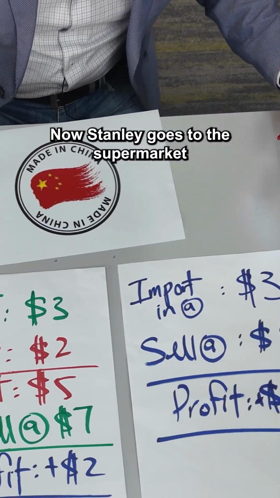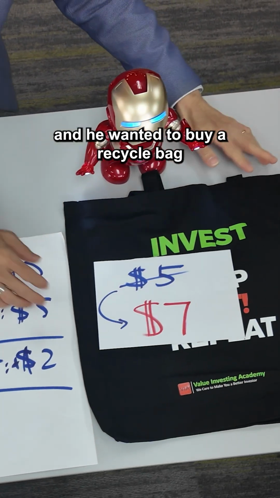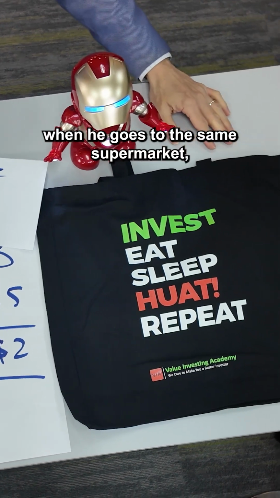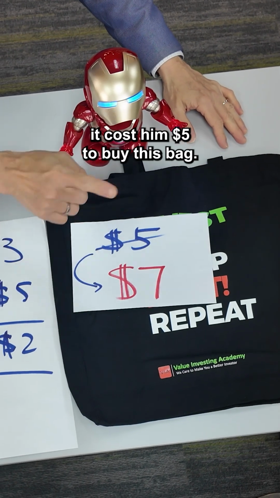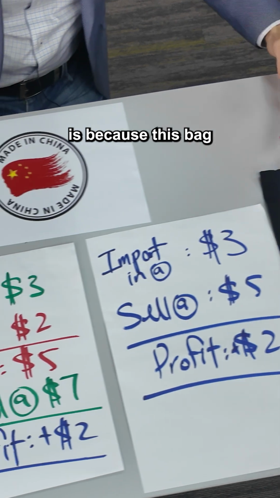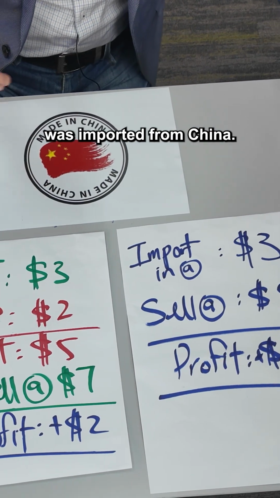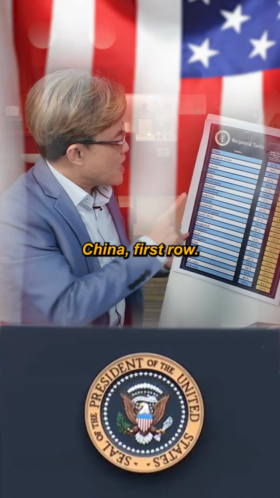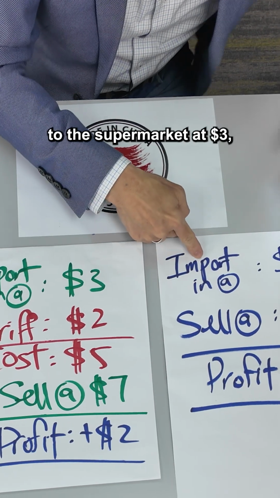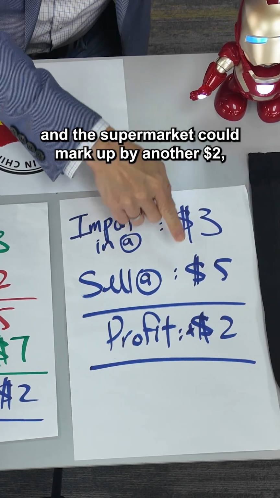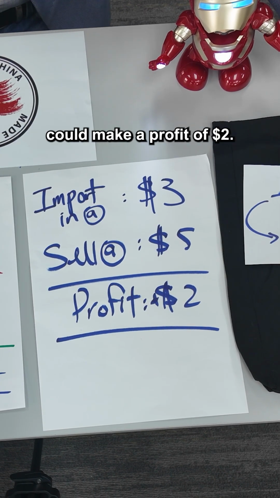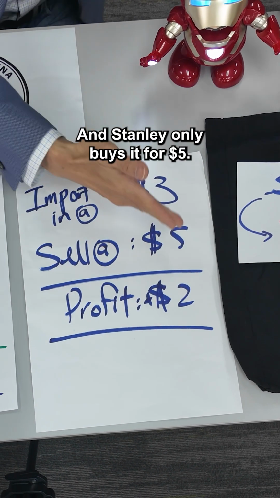Now, Stanley goes to the supermarket and he wants to buy a recycle bag that looks something like this. Three months ago, when he went to the same supermarket, it cost him $5 to buy this bag. And the reason why he could buy it at $5 is because this bag was imported from China. China sells this bag to the supermarket at $3, and the supermarket could mark up by another $2, which is why the supermarket could make a profit of $2 and Stanley only buys it for $5.